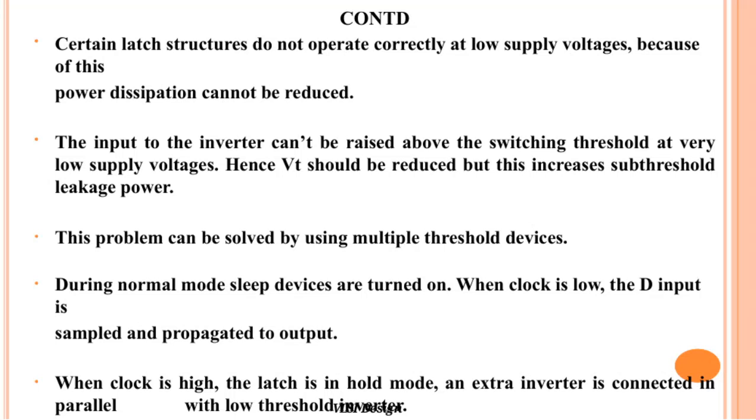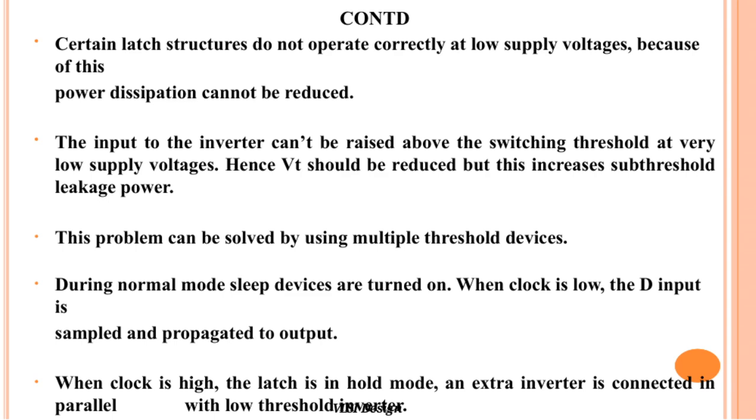Here, we see that certain latch structures struggle to function properly at low supply voltages, which limits how much we can reduce power dissipation. Specifically, the input to the inverter can't rise above the switching threshold when the voltage is very low. To address this, the threshold voltage, or VT, should be lowered, but doing so unfortunately increases sub-threshold leakage power. A good solution to this dilemma is to use multiple threshold devices, which help manage the trade-offs between power and performance.